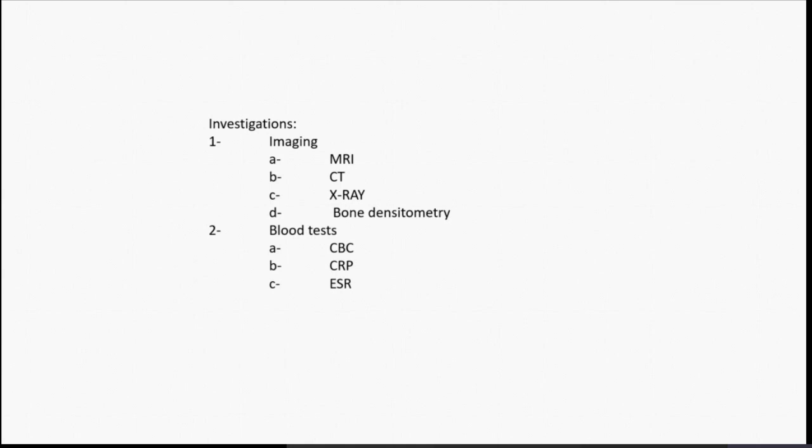Bone densitometry to diagnose osteoporosis. Basic blood test: CBC, CRP, ESR.